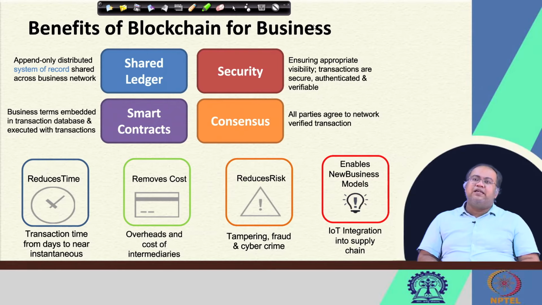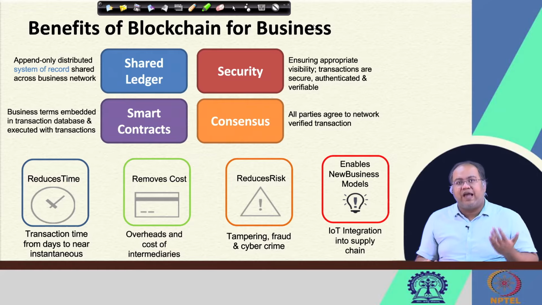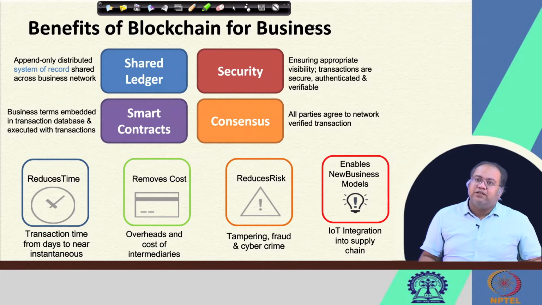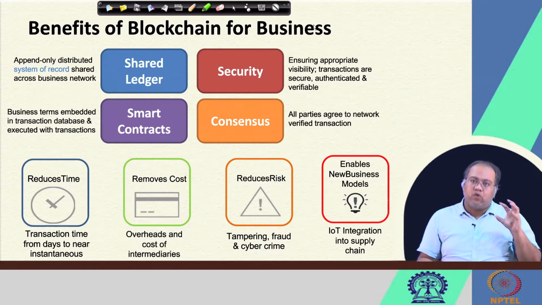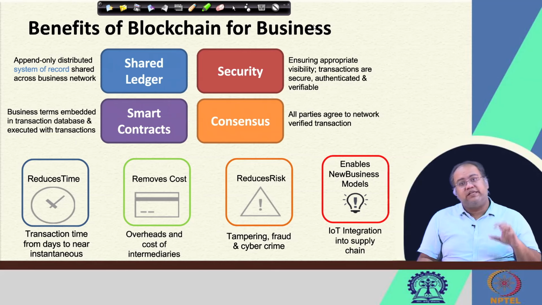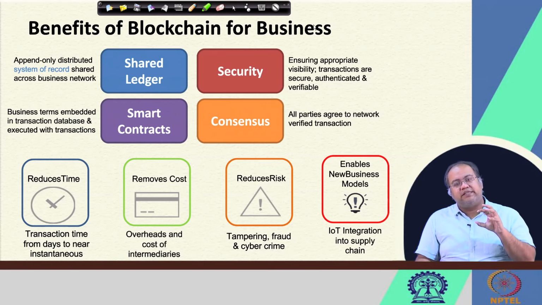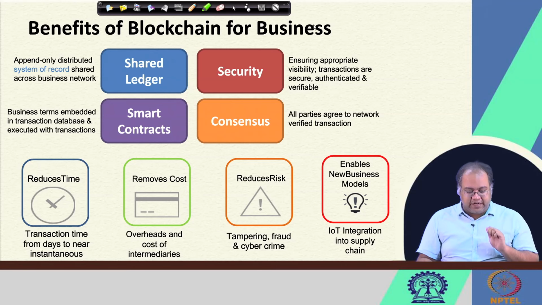Now, if I try to look at what the benefits are that we get when we apply blockchain for business. The 4 fundamental components of the design of a blockchain are the shared ledger or the distributed ledger, the smart contract, the security properties provided by the blockchain architecture, and the consensus algorithms that we use to bring every party to a common goal or a common place.